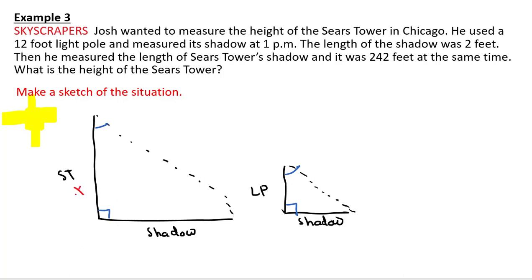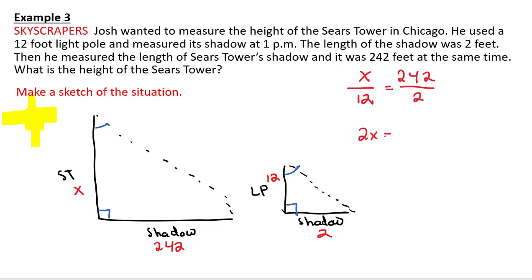Okay, ST, that's Sears Tower length. That's what I'm looking for. He used a 12-foot light pole, so that's 12. The length of the shadow was 2 feet. He measured the length, and it was 242 feet. So X is to 12. So X, the length of my Sears Tower, is to my light pole, as the shadow of the Sears Tower, because I started with the big one, 242 is to 2.